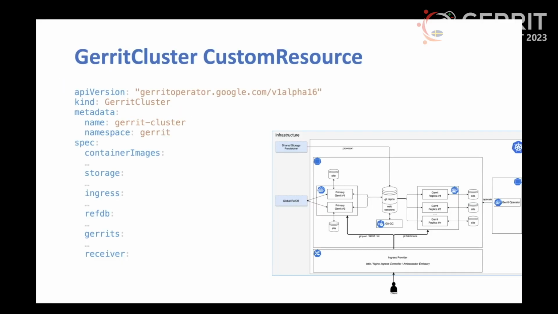Okay, let's have a look at what the custom resource looks like for a Gerrit cluster. So this is typically for Kubernetes a YAML file, which contains some metadata. And then we have the spec, which is currently distributed among 6 categories. So first, you have to configure some details about how to get the container images that are being used in your setup. You have to configure the storage to be used, the ingress, the RefDB. You have to provide a list of Gerrit installations that should be part of that cluster. And optionally, you can also set up a receiver.